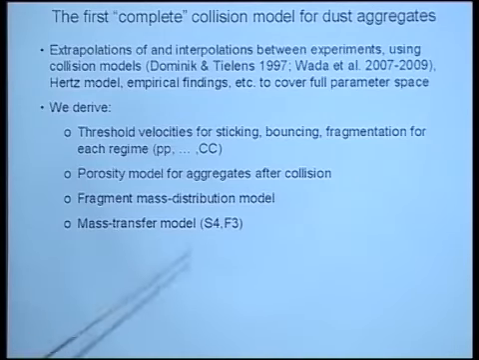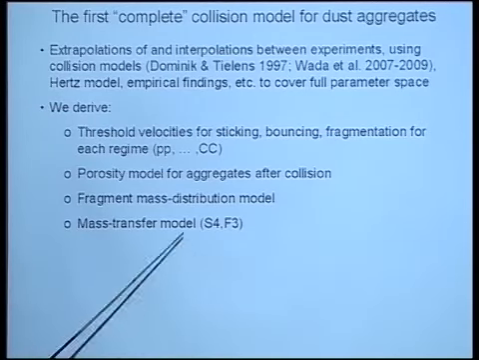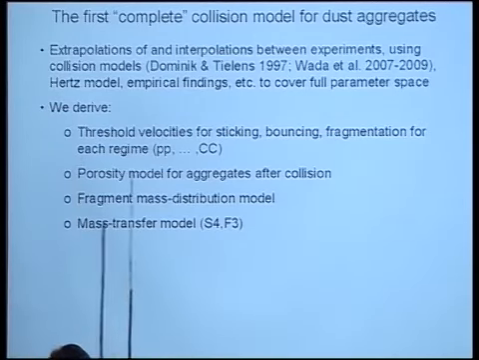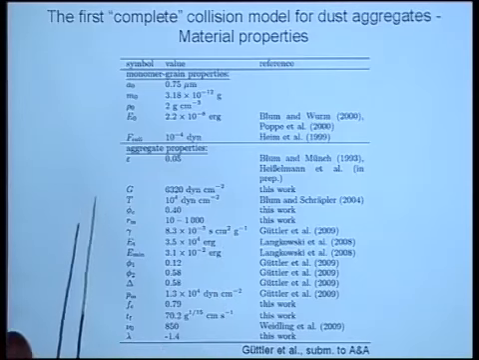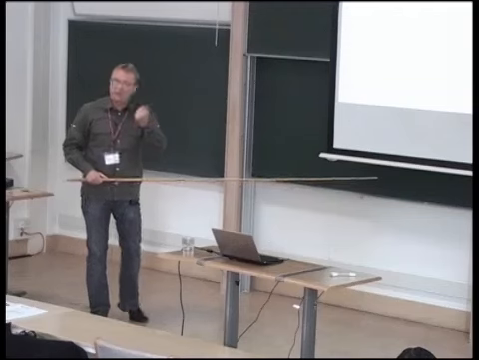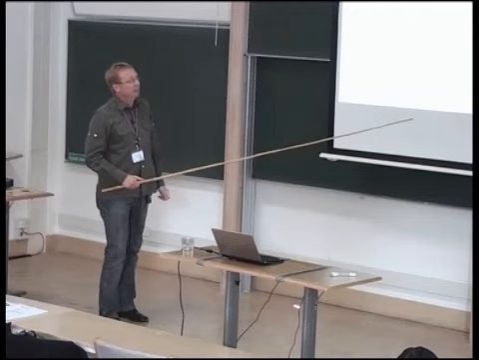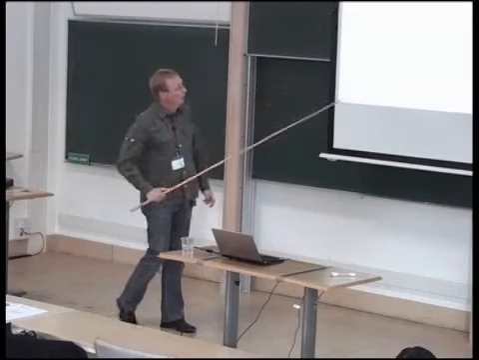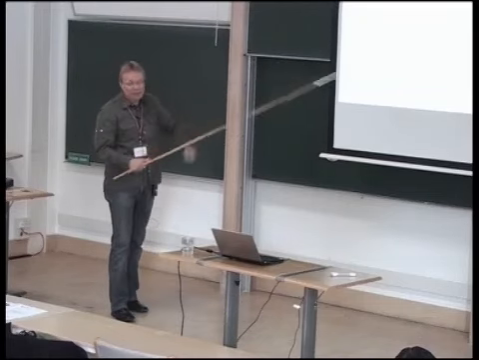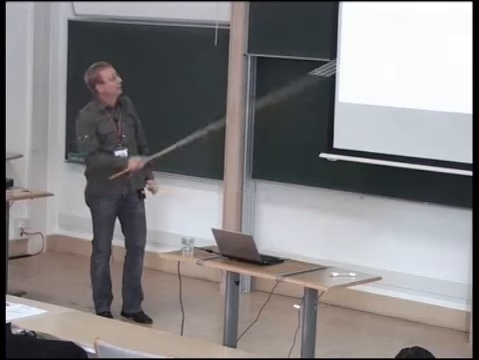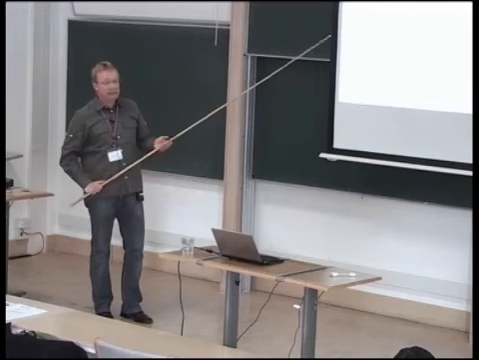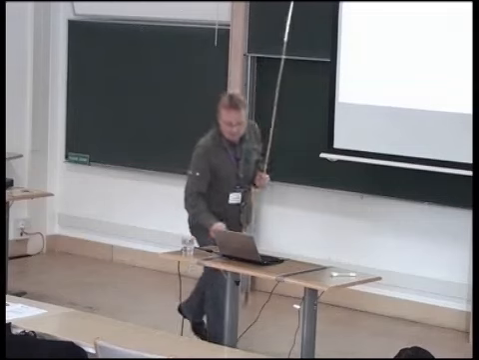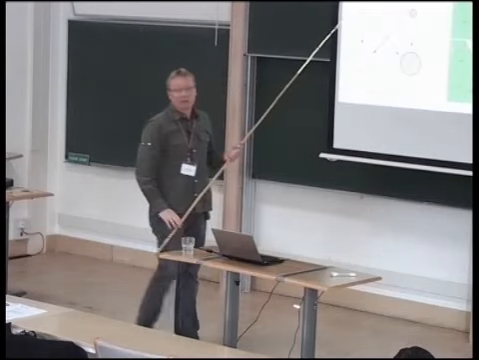We have a fragment mass distribution wherever it occurs, and we have a mass transfer model in two of the processes. And to make things worse, we need a set of parameters to describe this. And these have all been measured or approximated in the laboratory by experiments. So it's a whole set of about 15 different parameters describing the monomers as well as the aggregates. It's a very complex model. And this is the model.